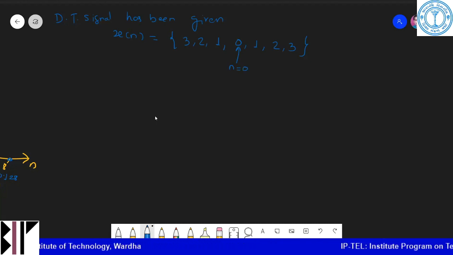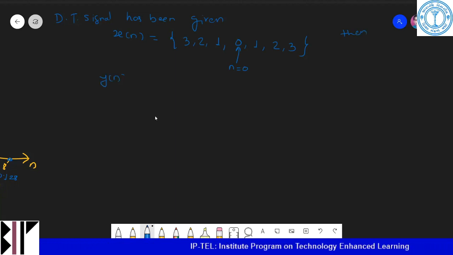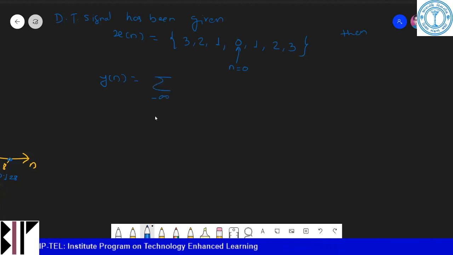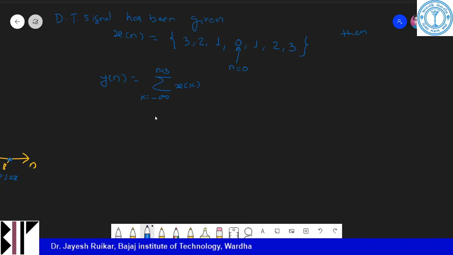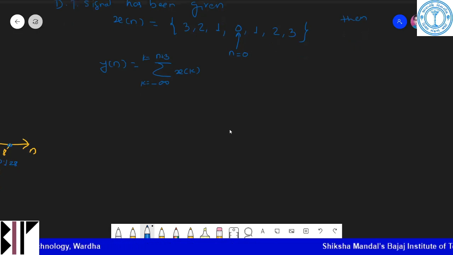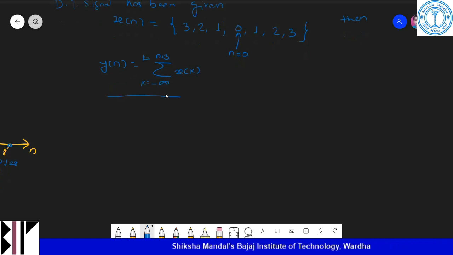Then what you have to determine is y of n. So y of n is the summation from minus infinity to n plus 3, of x of k. So k has been given from minus infinity to k equals n plus 3. This has been given, and you have to calculate the summation of x of k.